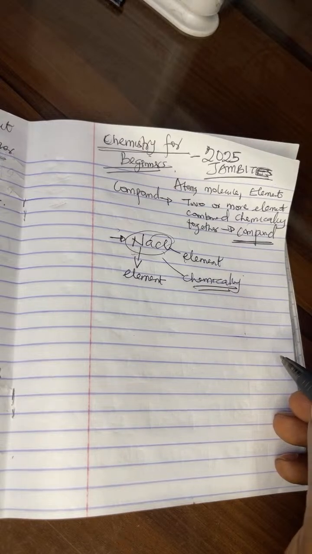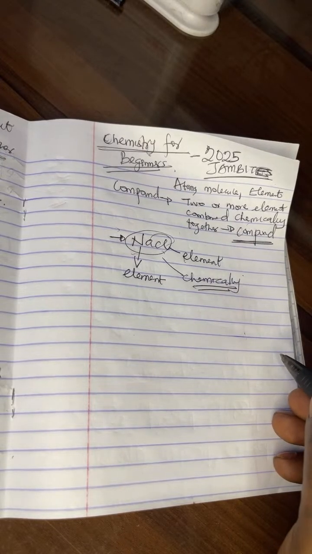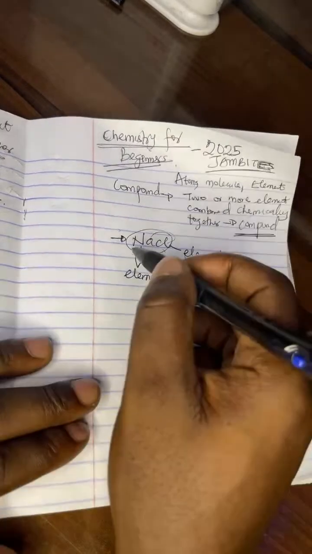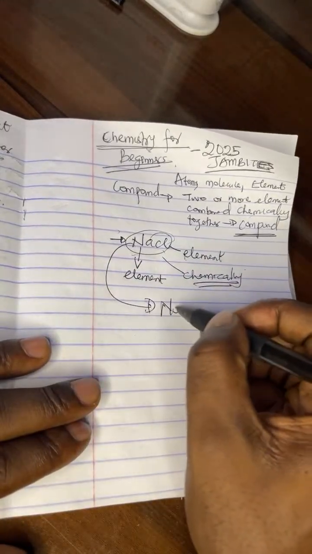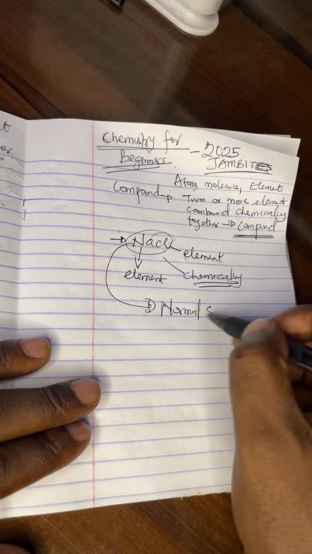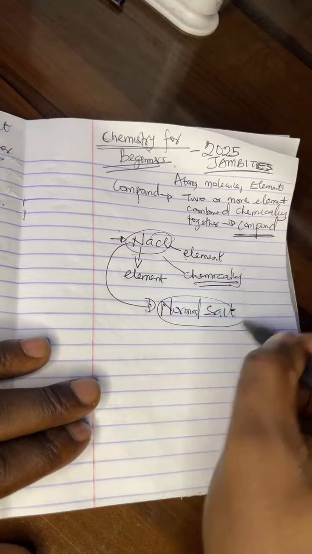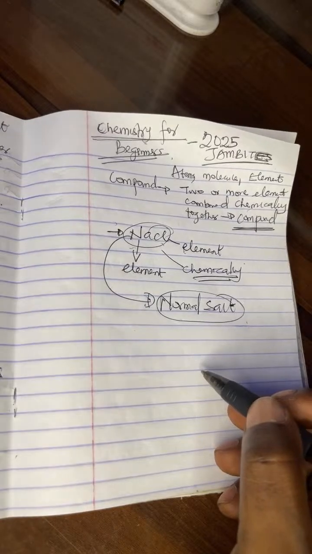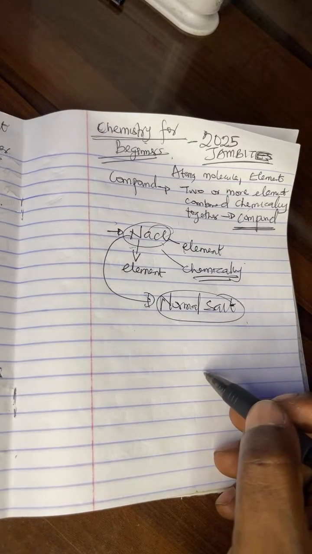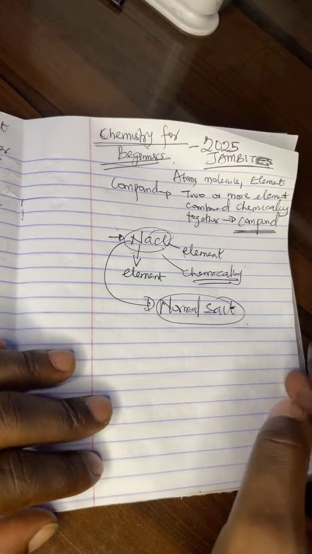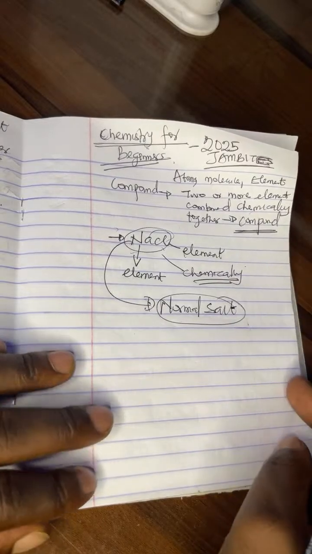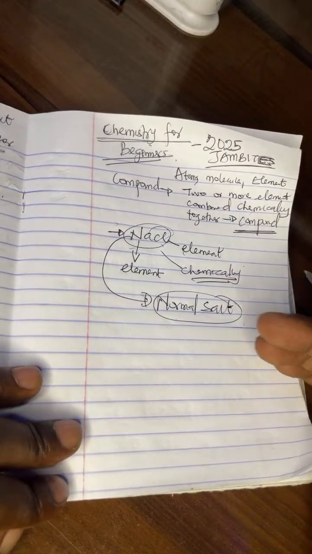You understand? Chemically together, then we call it a compound. It is common salt. This is what we call your common salt, also referred to as normal salt. This is what we eat at home. NaCl is a common salt, and it's a compound, so take note of that.